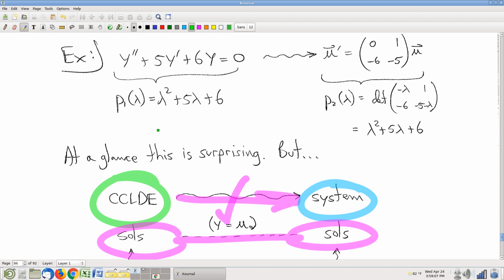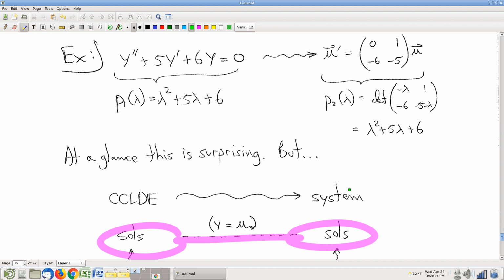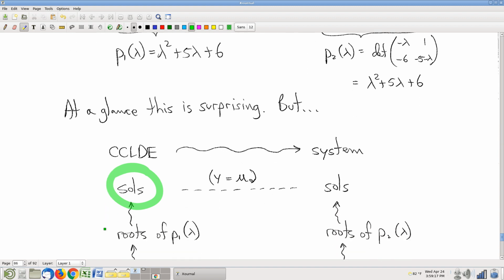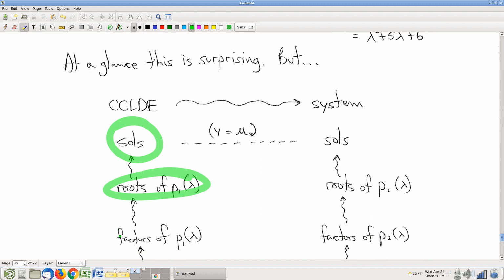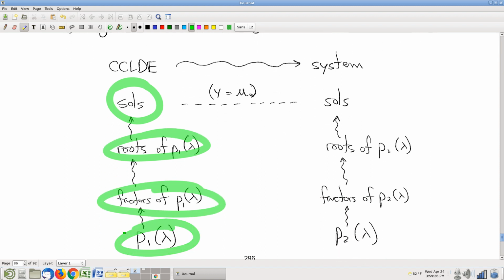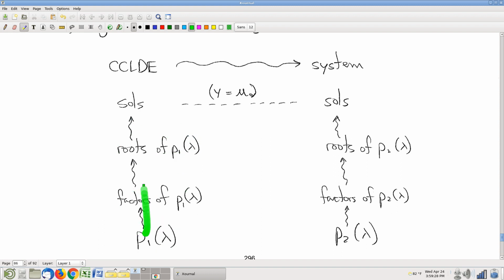And now let's just trace that back. Where do these solutions come from, right? Solutions to a constant coefficient Chapter 4 style equation. Well, they come from the roots of the characteristic polynomial. Those roots come from the factors. Those factors come from the polynomial itself. So effectively then, the polynomial tells you what those solutions are going to be.